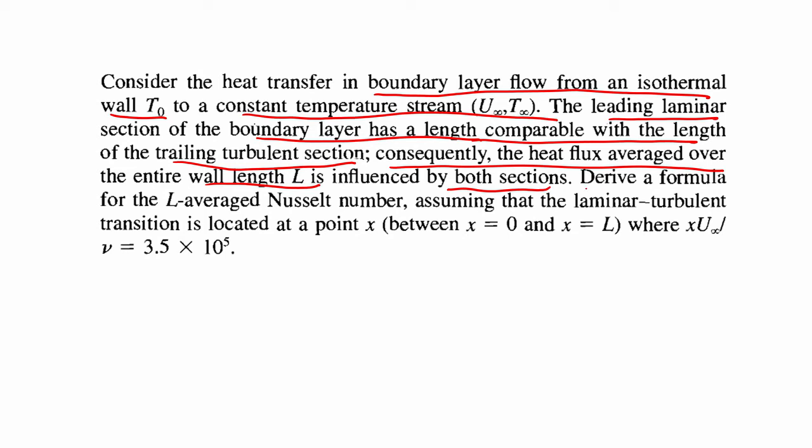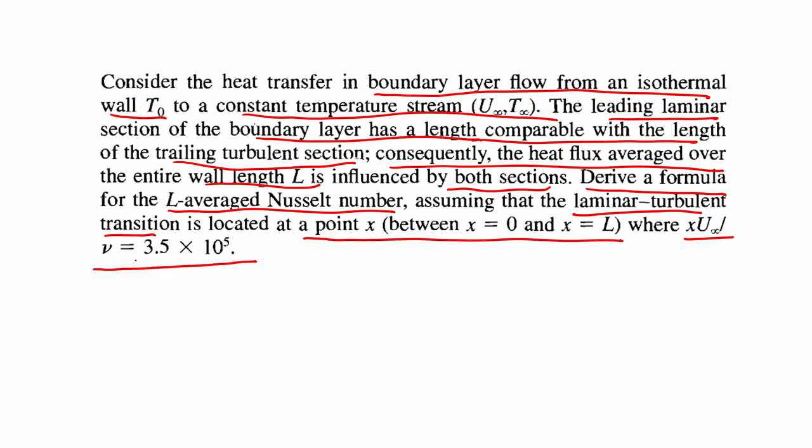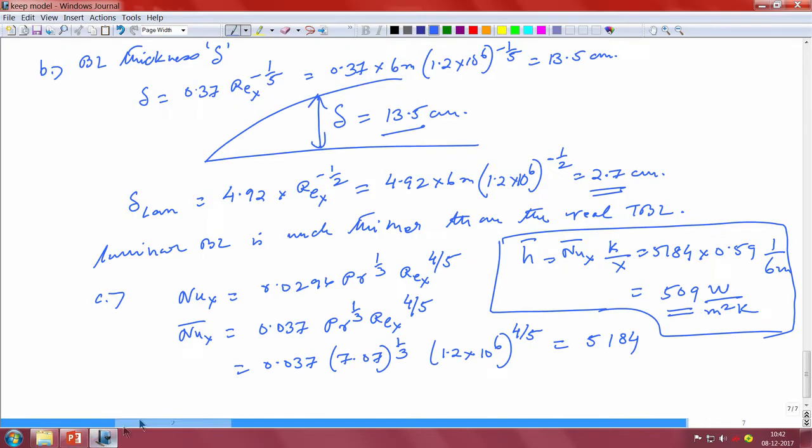So our idea is to derive a formula for the L averaged Nusselt number, assuming that laminar turbulent transition is located at a point x, which is between x equal to 0 and x equal to L, and where x into u infinity divided by nu is 3.5 into 10 to the power of 5. So that is the problem. It has got a laminar section and a turbulent section. So now let us attack this problem.